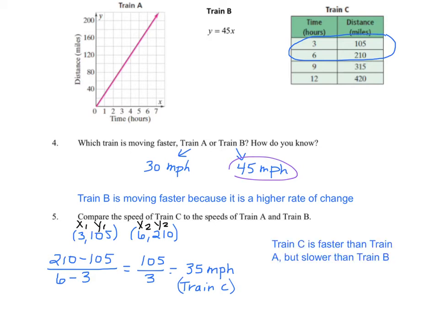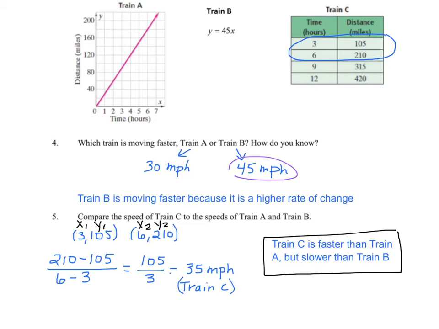So after we found the rate of change for the table, the graph, and the equation, we wanted to compare the train speeds. And after we compare the train speeds, we know that train C is faster than train A, but slower than train B.